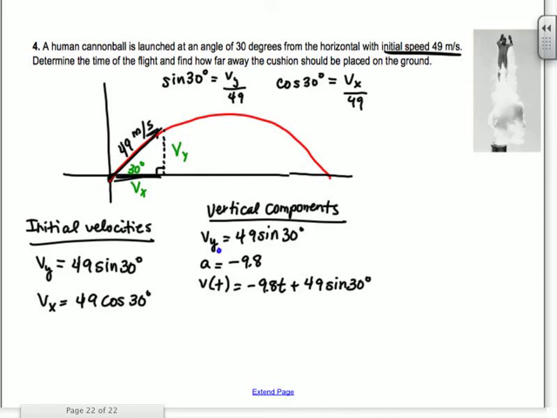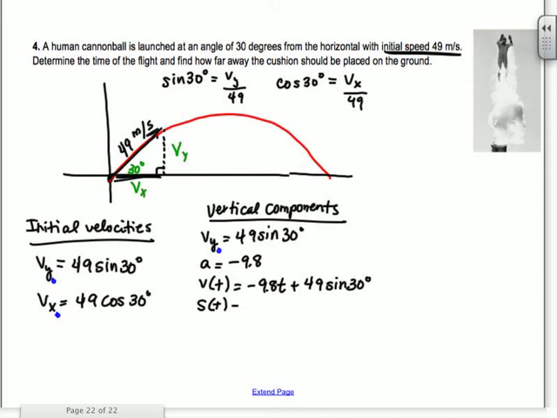In the other class, I had them write v sub y sub o, so it's like the initial velocity in the y direction. Does that make sense? But you don't have to do that. Okay, so that's v of t.